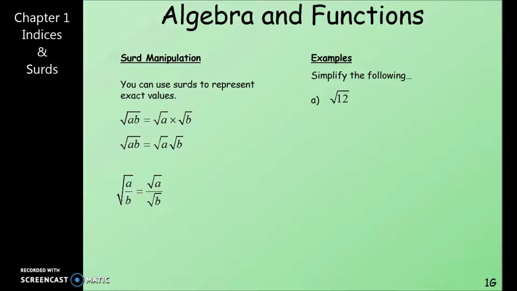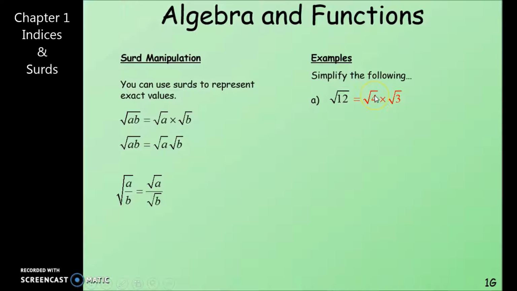If you're trying to simplify root 12, you can use these rules here to rewrite it. We could rewrite root 12 as root 6 times root 2. I mean, that's the same as 12, isn't it? Following this rule here. But what would be the point? Because we can't simplify that down. There are no square numbers to then be simplified.